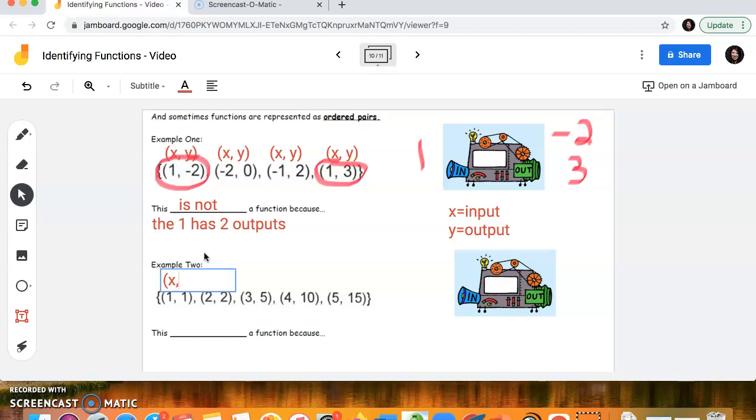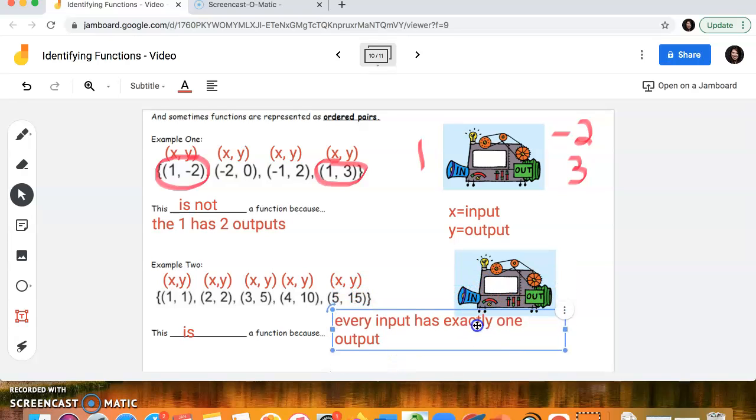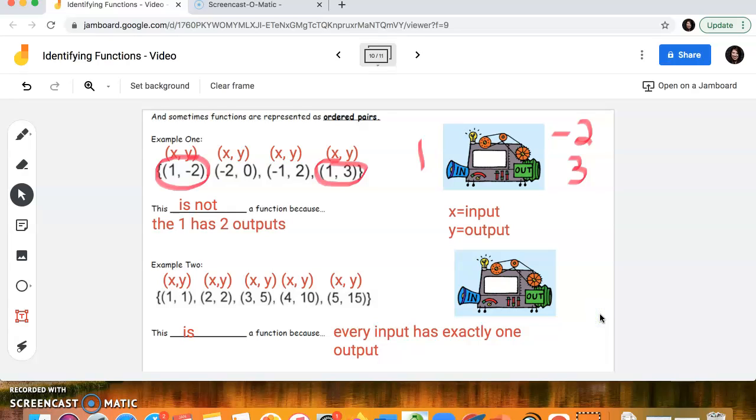We have x, comma, y. And remember, the x is your input, the y is your output, and you need to figure out, is this a function? This is a function because every number that you put in has only one output. Every input has exactly one output. So again, if I'm going too fast, pause this because I'm moving on to the next and final slide.